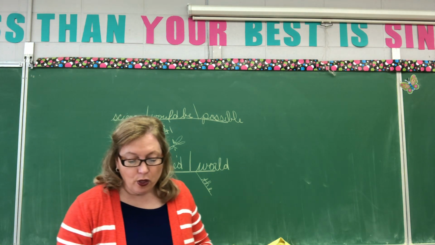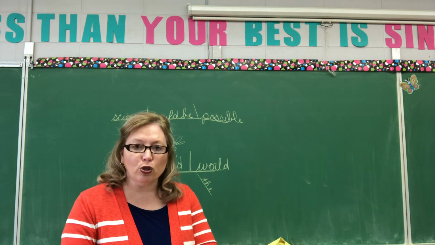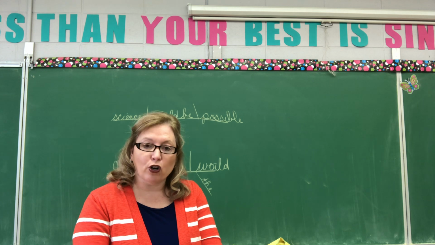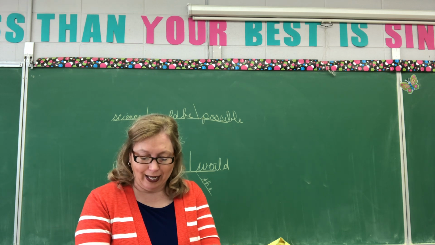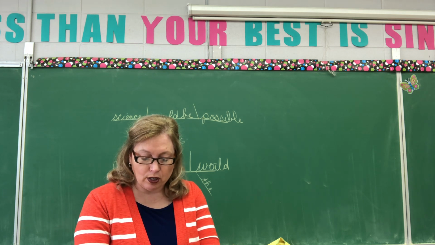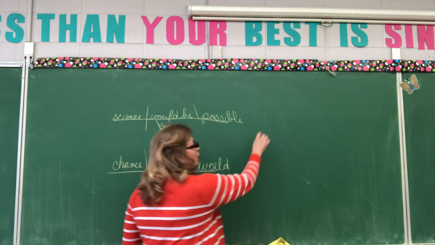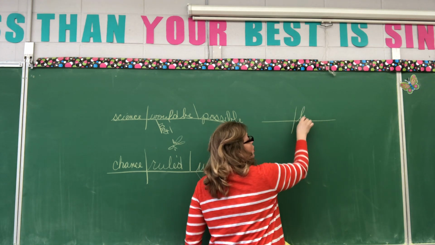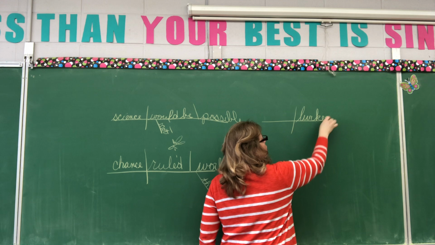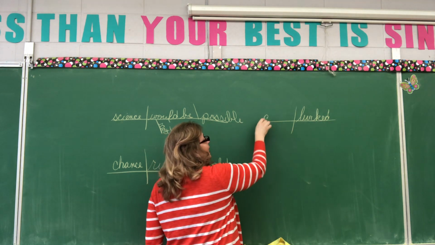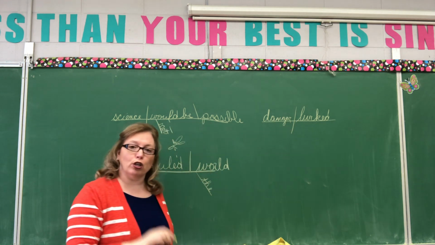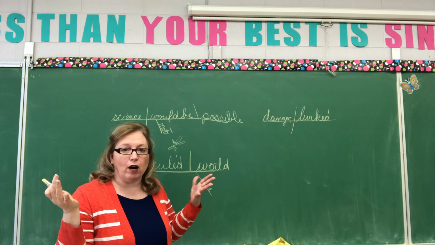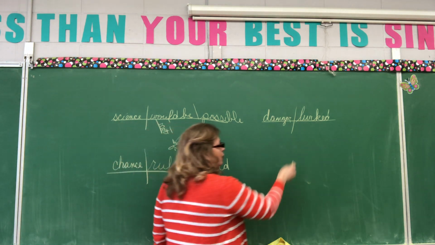Let's look at the next one. Though the coast seemed clear, danger lurked everywhere. Your clause? Though the coast seemed clear. Put brackets around it. Now look at your independent clause. Danger lurked everywhere. What is your verb? Lurked. Who or what lurked? Danger. Danger lurked. Danger lurked where? Everywhere. So everywhere is an adverb.